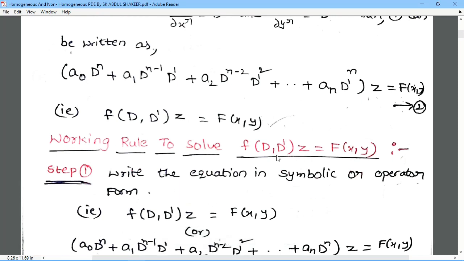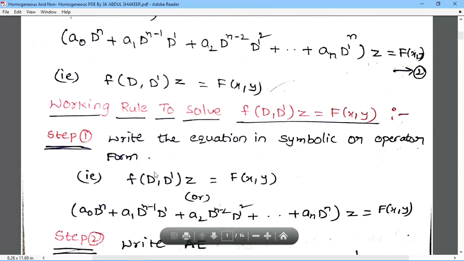Now to find the complete solution of the given homogeneous linear partial DE of nth order, we have to find the value of z in terms of x and y. That is z equals CF plus PI. CF is the complementary function and PI is the particular integral. That means the complete solution is the sum of two solutions, the complementary function and the particular integral. To find these, we follow these working rule steps.